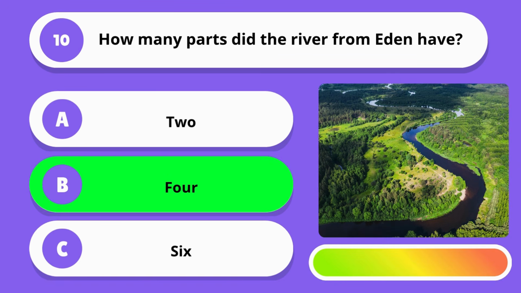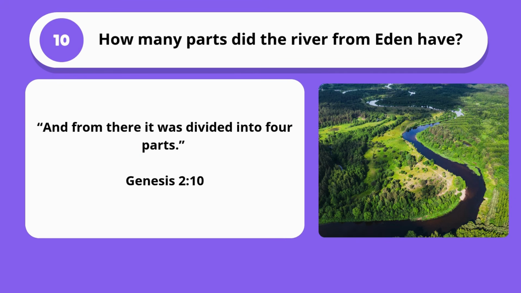The correct answer is 4. And from there it was divided into 4 parts. Genesis 2:10. Let's advance to the next question.